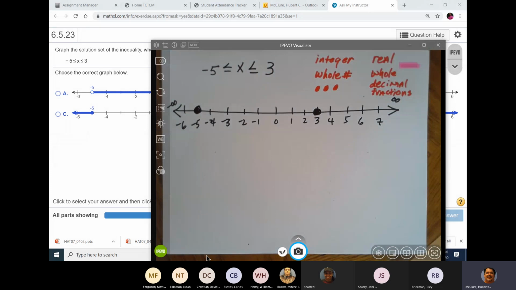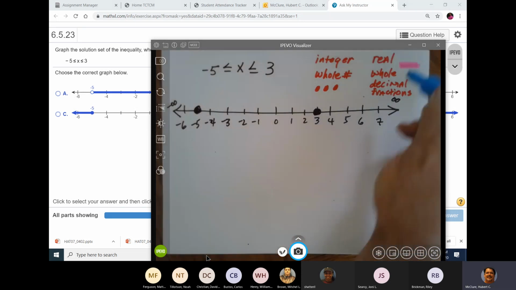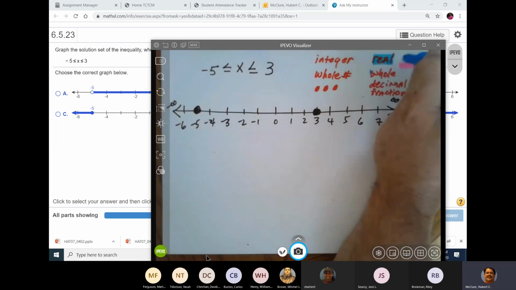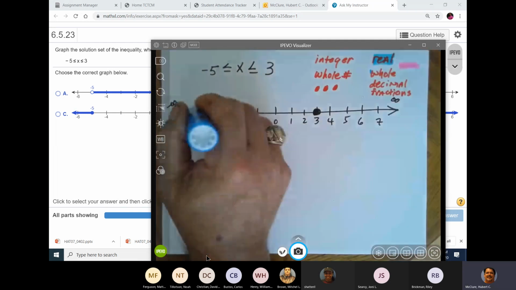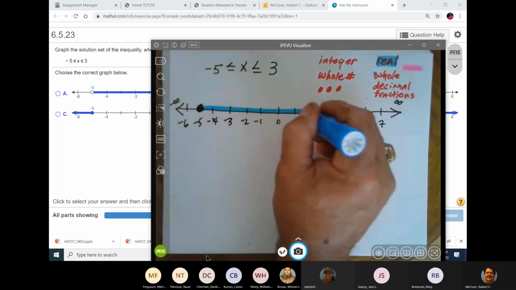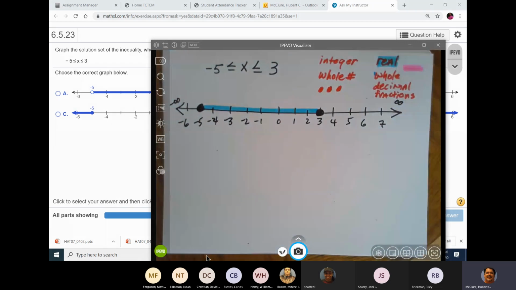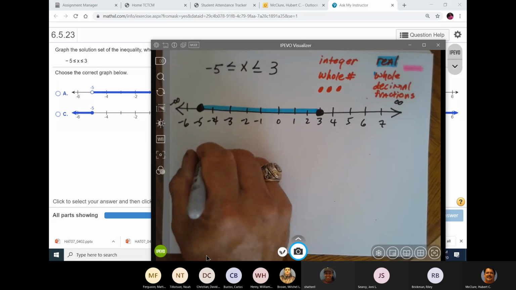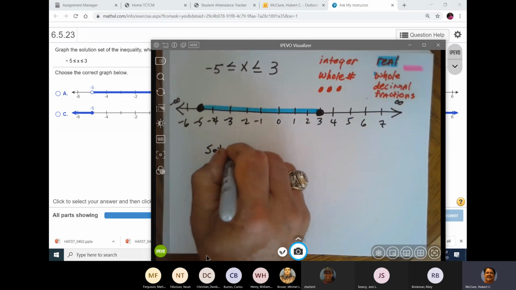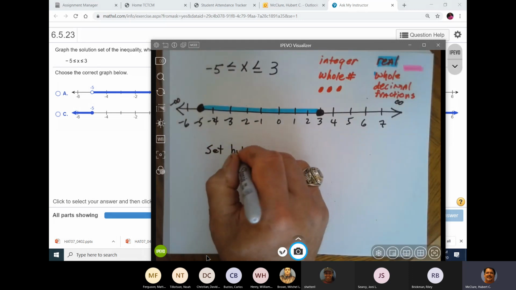What numbers are less than 3 and more than -5? Well, that's in the center. So you shade, since it says real numbers. Real numbers means you shade. And that's your answer. So let's write it in set builder notation.